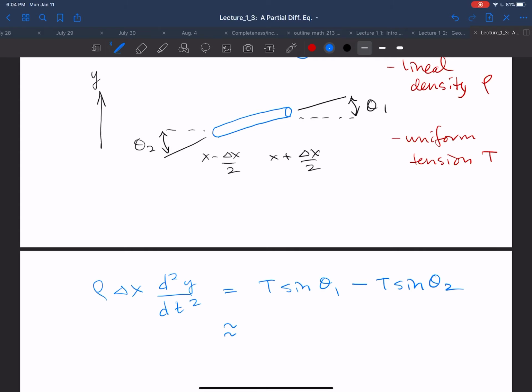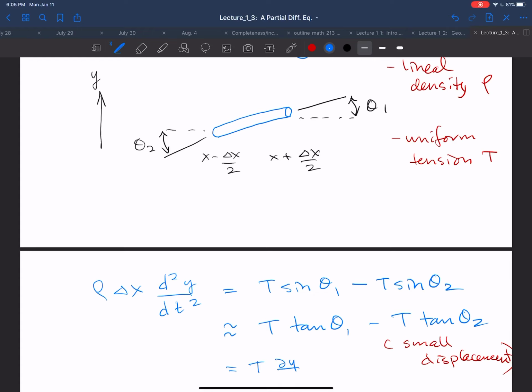Now, last time we had a tangent of an angle like this come up, and we were able to say, well, that's just dy by dx. Okay. These sines are going to be approximately equal to the tangents of the same angles if we're dealing only with small amplitude oscillations. So if these angles theta 1 and theta 2 are small, we can say that sine theta 1 is approximately tan theta 1, and sine theta 2 is approximately tan theta 2. Because again, we're talking about small amplitude oscillations.